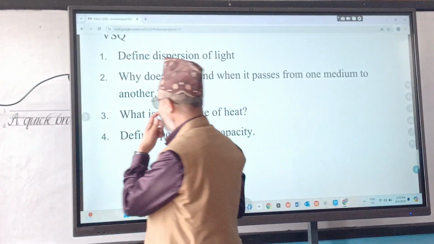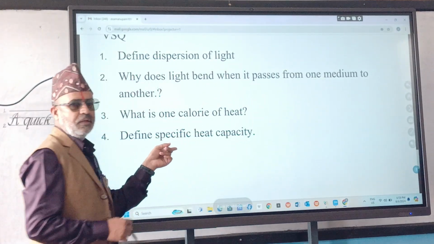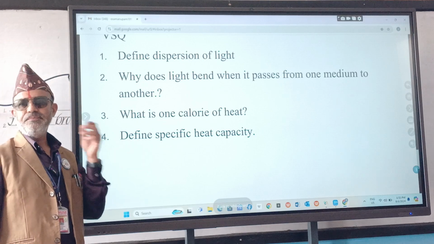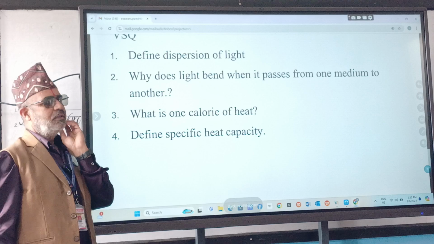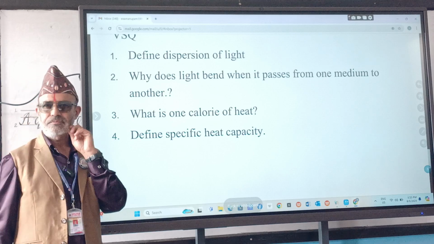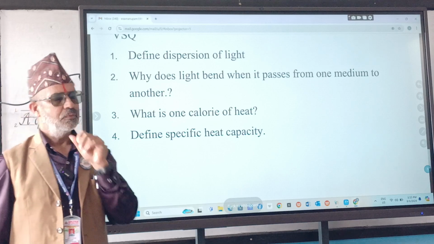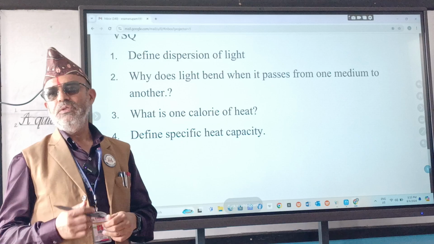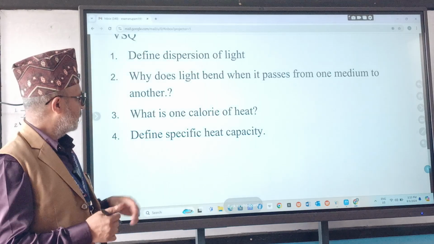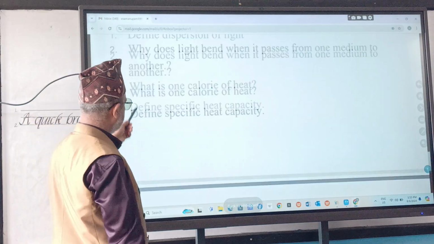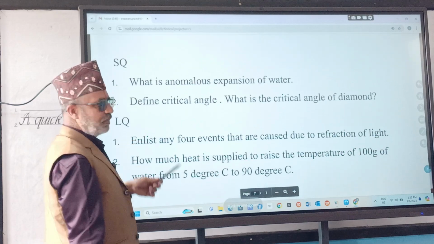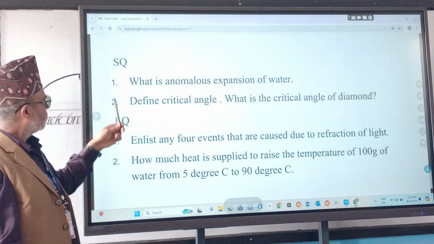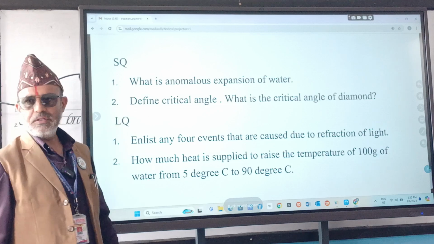Number 4, define specific heat capacity. Can you define this? The amount of heat required to raise the temperature of a unit mass of a substance by 1 degree centigrade. Remember this also. Heat and light are made from only 2 chapters. What is the expansion of water? Do you know?